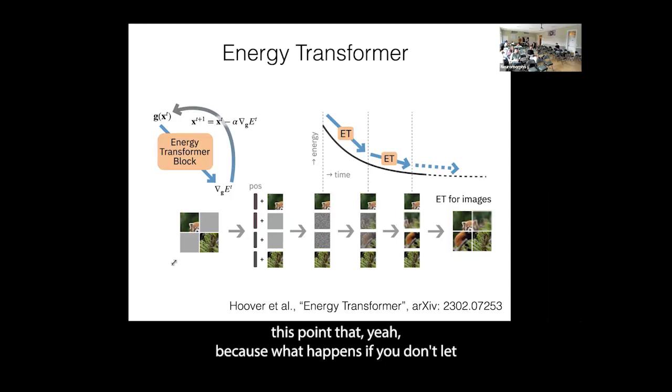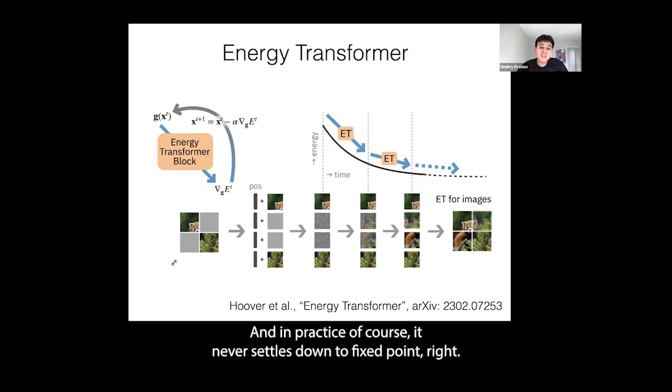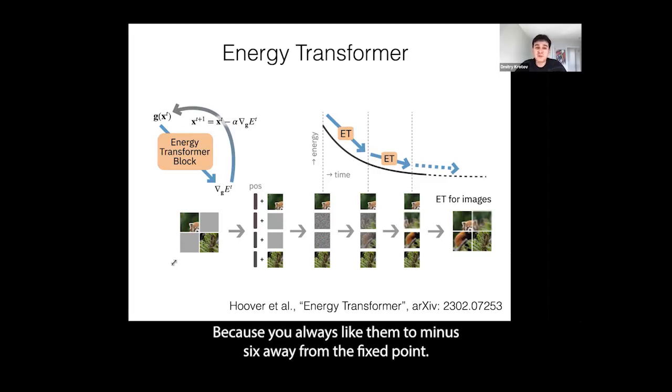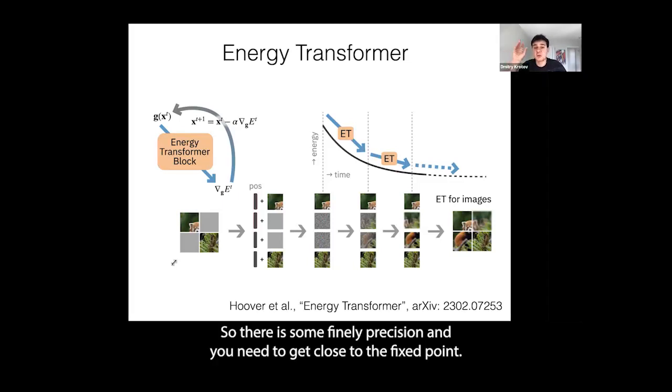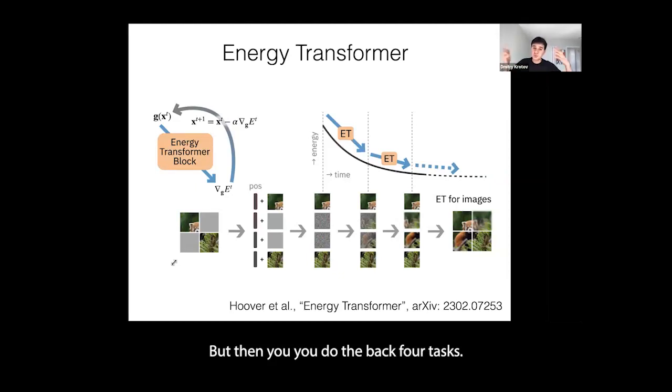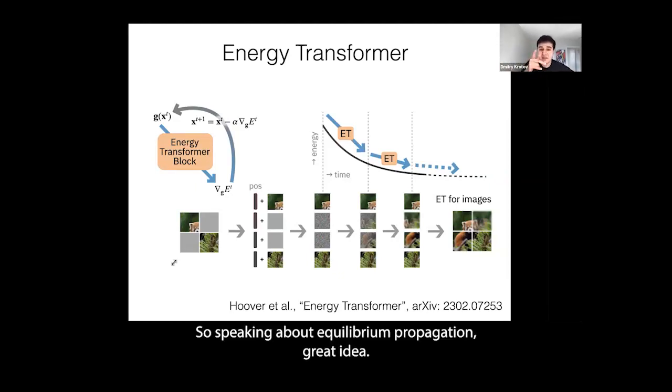Yeah, because what happens if you don't let the network settle down to the fixed point and you start updating the weights? In practice, of course, it never settles down to the fixed point, right? Because you're always something like 10 to the minus 6 away from the fixed point. You have to live with that. There is some finite precision, and you need to get close to the fixed point, but then you do the backward pass.